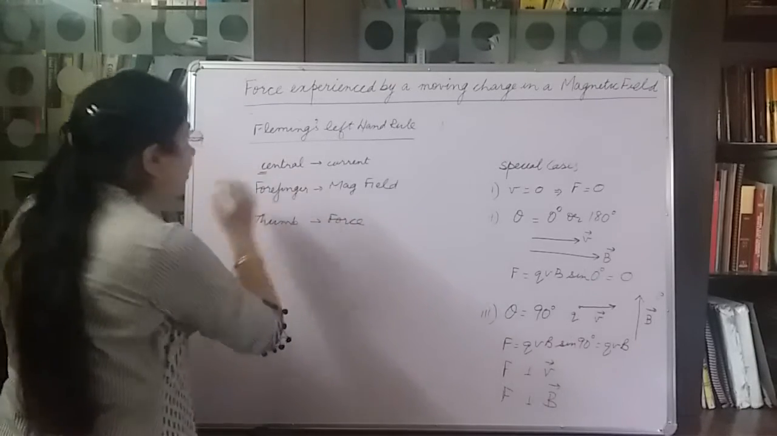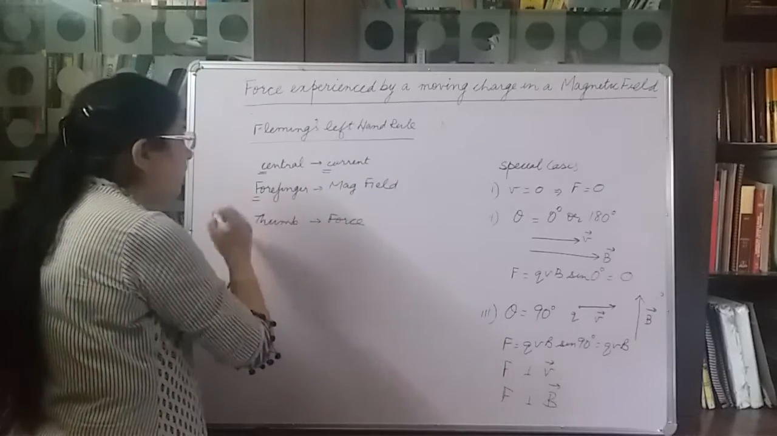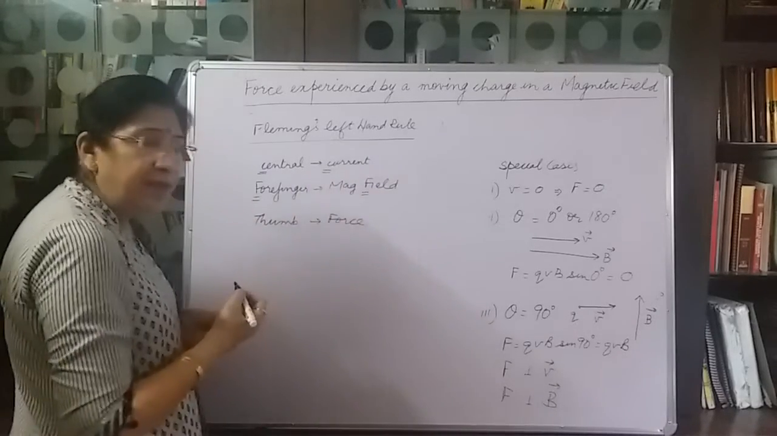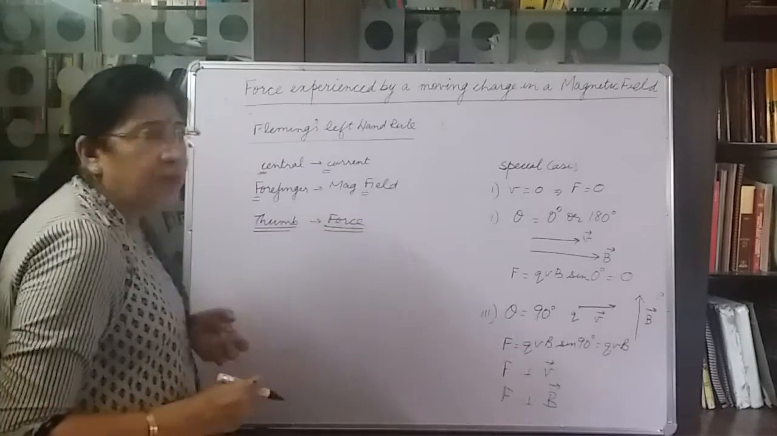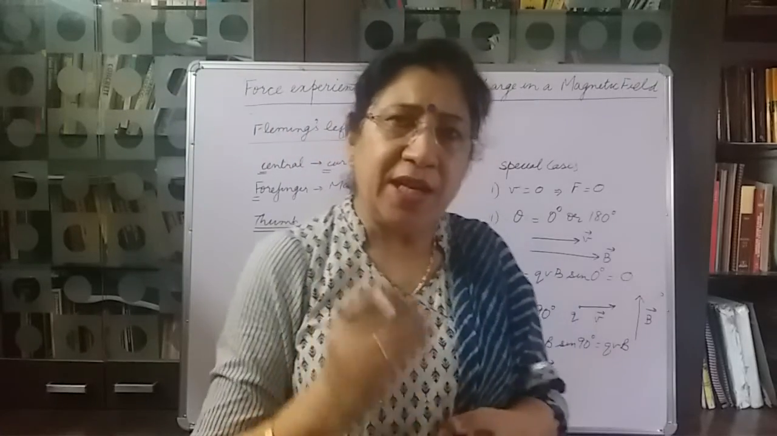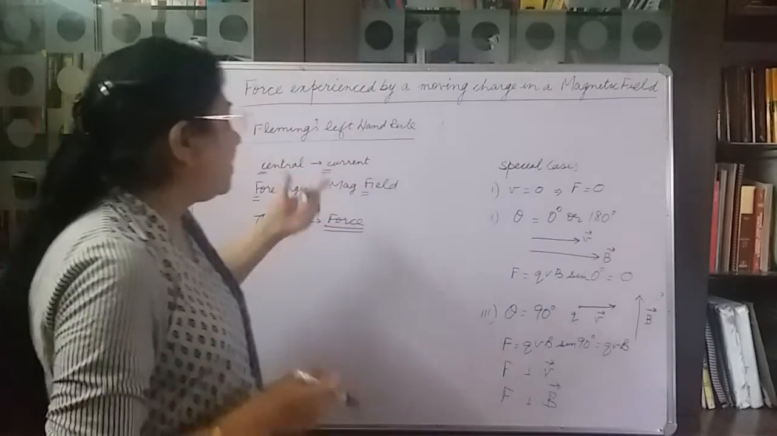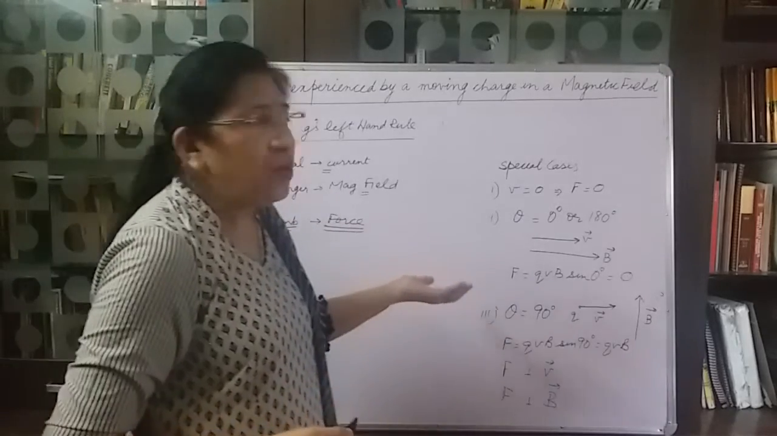The central finger is pointing in the direction of the current, the forefinger in the direction of the magnetic field, then the thumb points in the direction of the force. So this is a very convenient rule which we can use to find the direction of the force experienced by the charged particle moving perpendicular to a magnetic field.